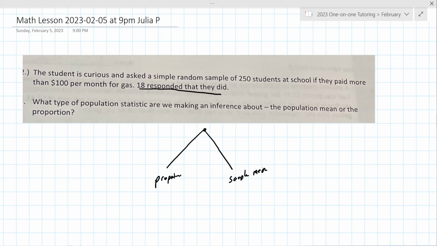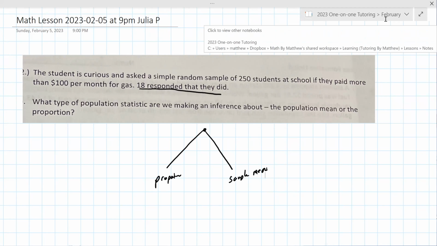Okay. And I guess I can give you some hints here. Proportions, obviously there could be some percents. There also tend to be only 2 possibilities, like yes or no, right or wrong, A or B kind of thing. So what do you think here? Is this a proportion or is this a sample mean?